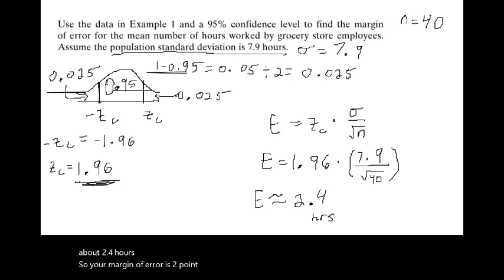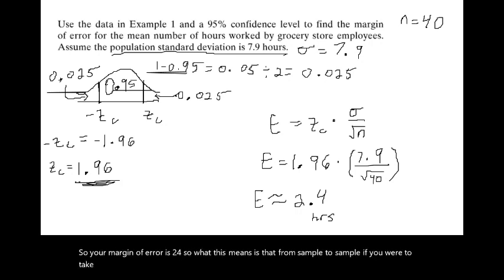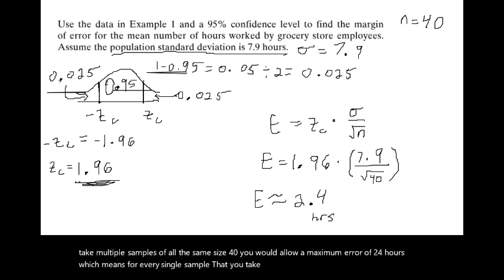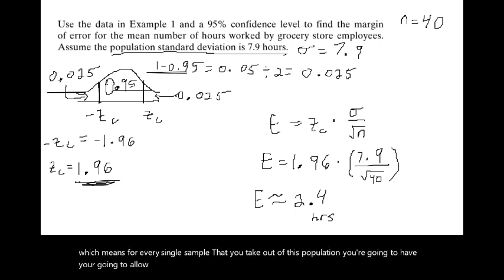What this means is that from sample to sample, if you were to take multiple samples all of the same size 40, you would allow a maximum error of 2.4 hours. For every single sample that you take out of this population, you're going to allow a maximum difference of 2.4 hours between the sample mean and the actual population mean.